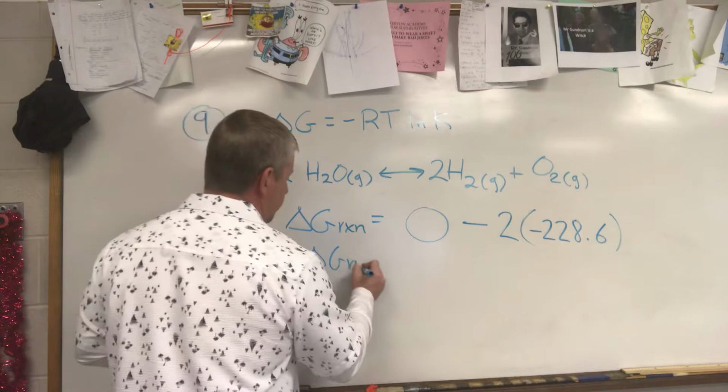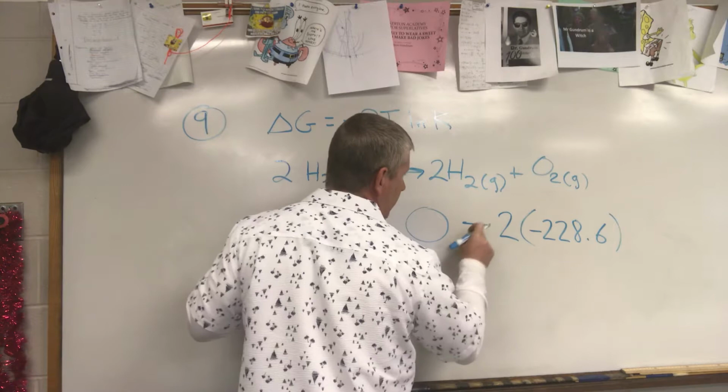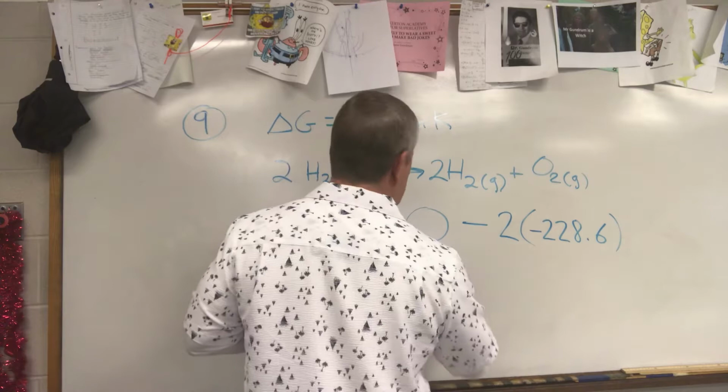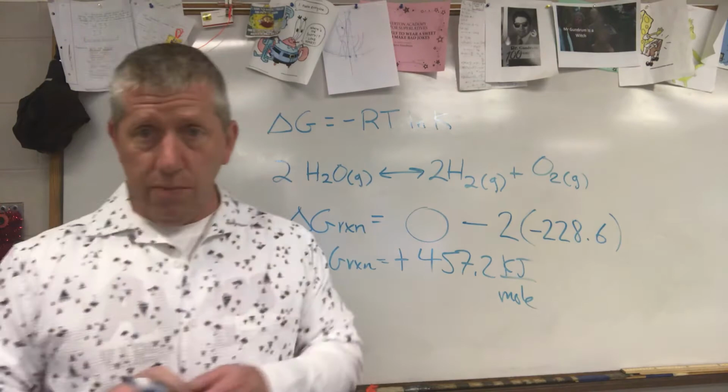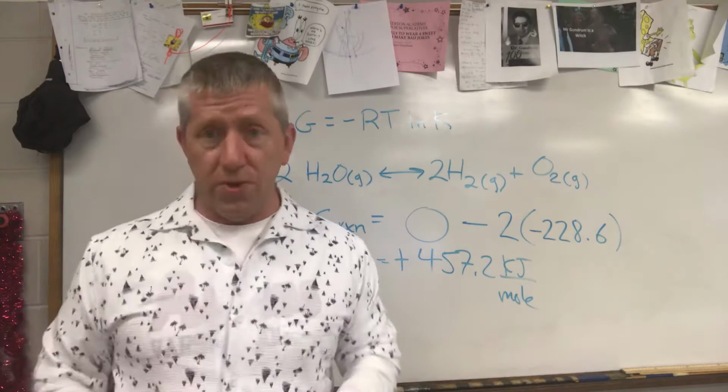So the delta G for this reaction is going to be 2 times negative 228.6. Subtracting a negative, we're going to get a positive. So we get a positive 457.2 kilojoules per mole should be my delta G for that reaction. So we solved one out of the two things that we need to solve for this problem.